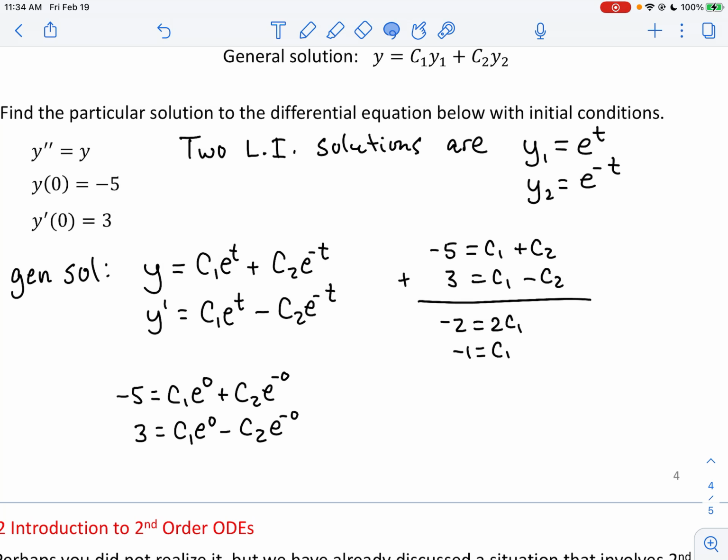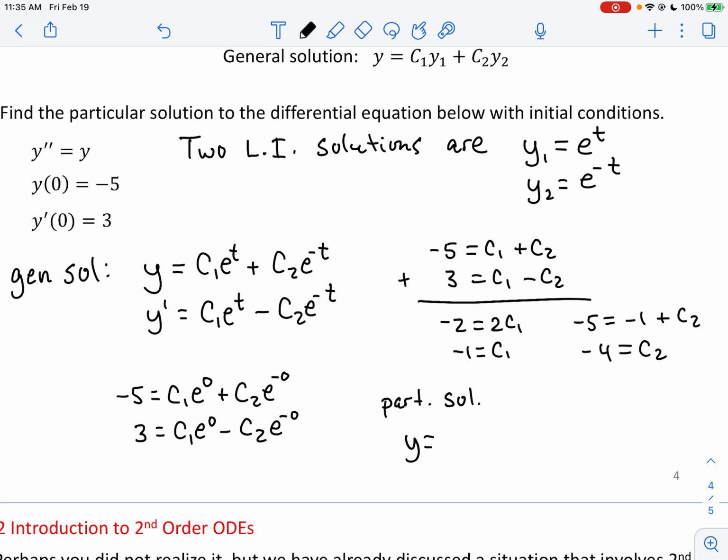Once you know that c1 is negative 1, you can plug it in either here or here. It doesn't matter, both spots work, and then solve for c2. Let's plug it into the first equation. So we have negative 5 is equal to negative 1 plus c2. Add 1 to both sides, so negative 4 is equal to c2. And now I'm ready to write down our particular solution.